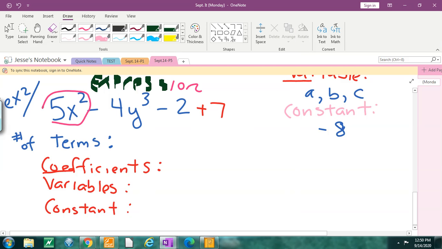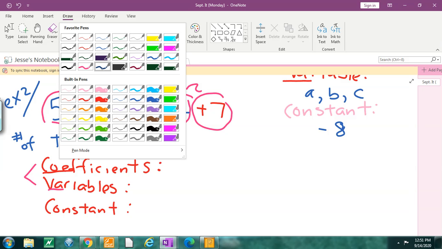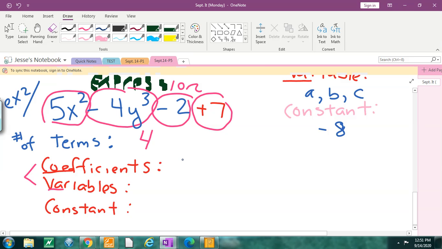So we got 1, 2, 3, and 4. So the number of terms, we have 4 terms. What are the coefficient variables? I want only the coefficient, because the coefficient and variable are together. So what are your coefficients? Let me pick a color. Dark blue. So it's 5, and -4.